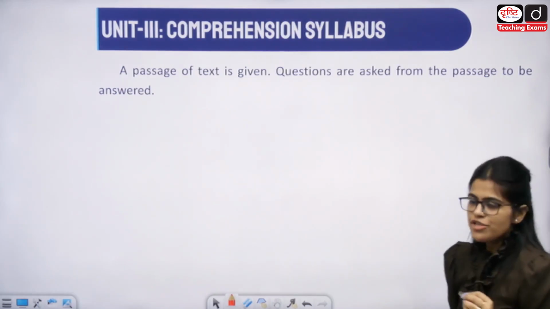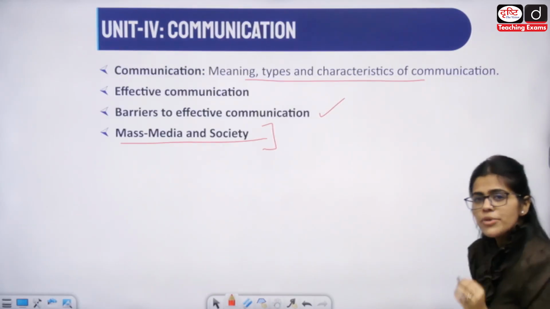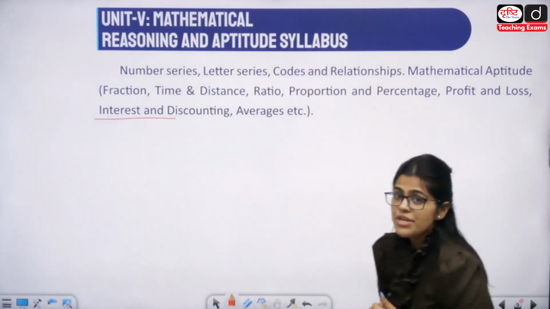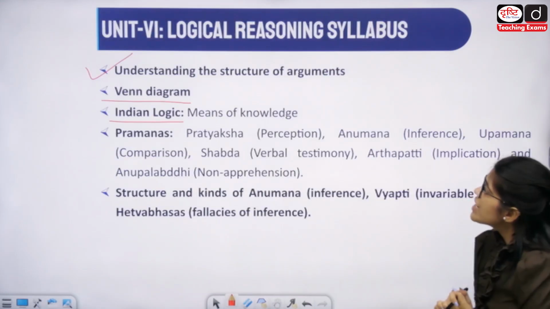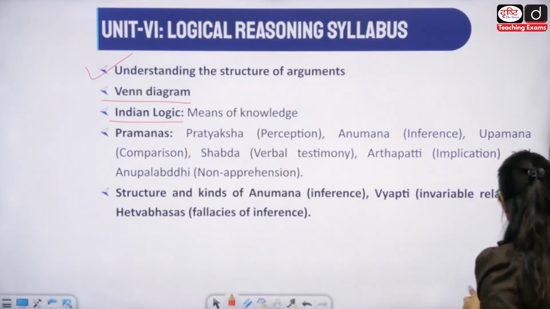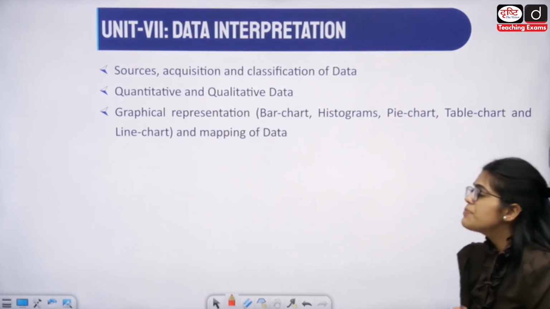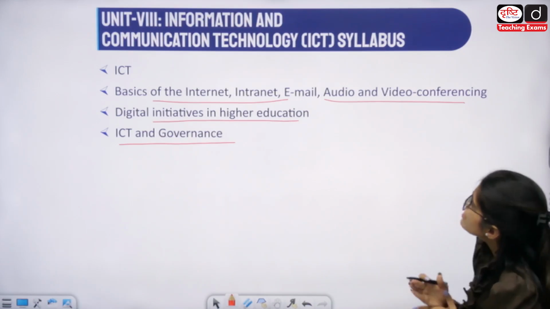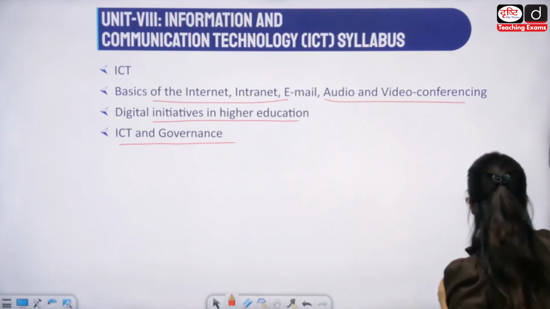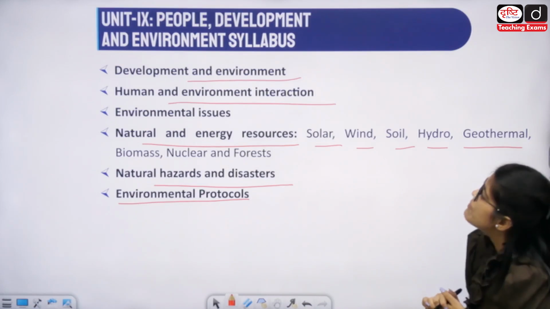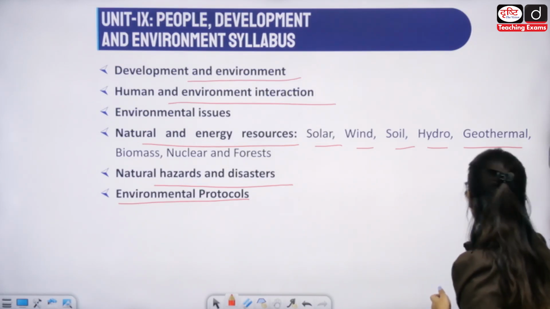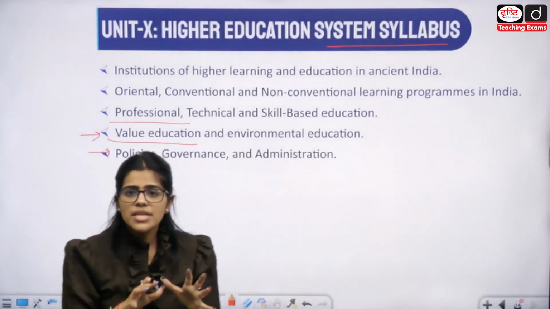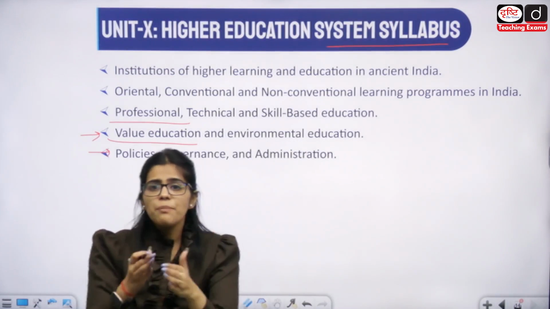then comprehension, then communication, then we have mathematical reasoning and aptitude. After that, we have logical reasoning. Then we have data interpretation. Then we have ICT, information and communication technology. After that, we have people, development and environment. And then we have higher education, right? So these are the 10 units and you have to study them in detail.